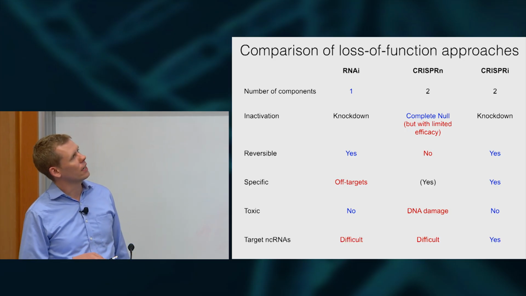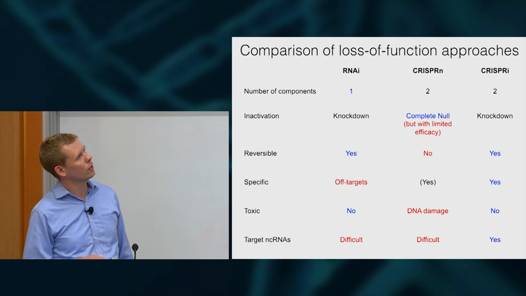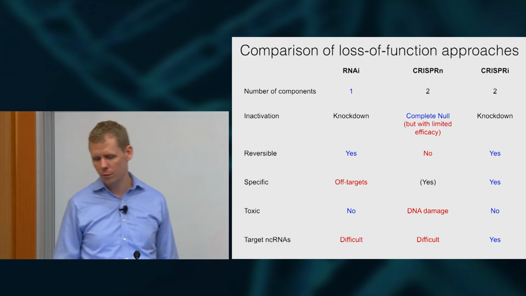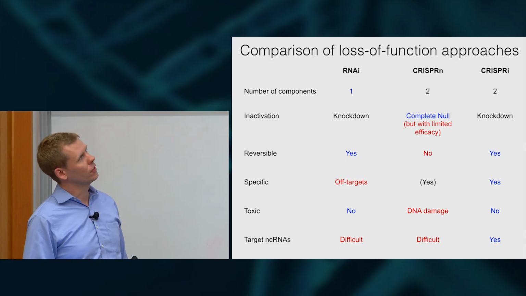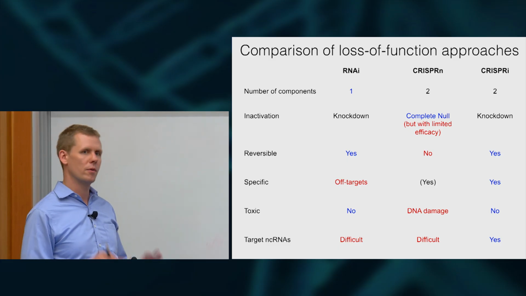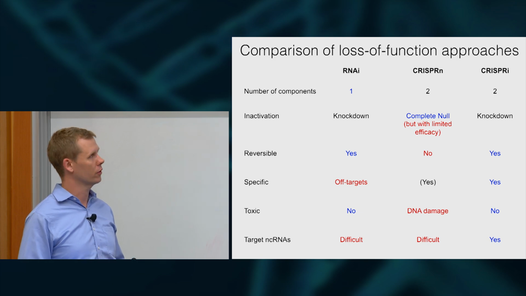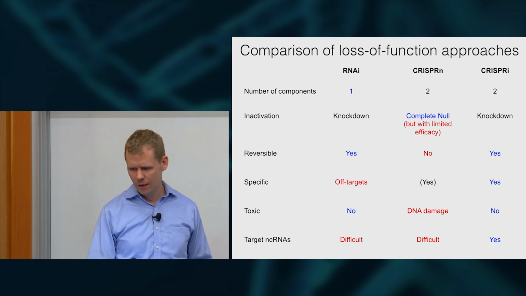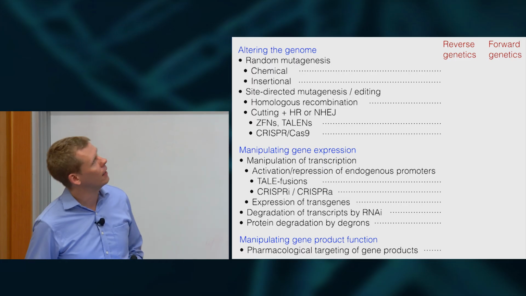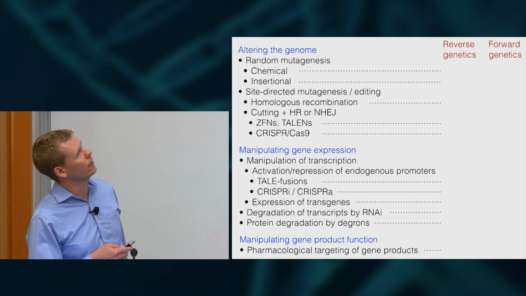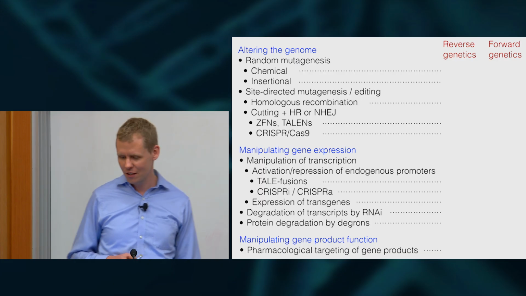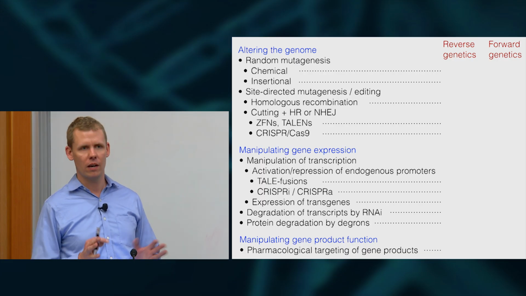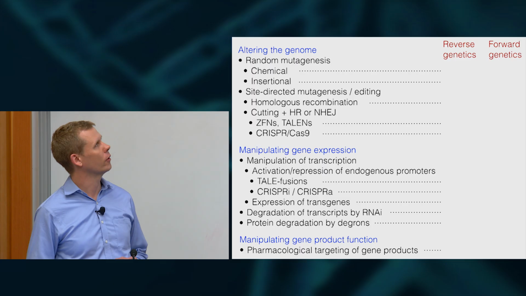And targeting non-coding RNAs is difficult with RNAi and CRISPR nuclease, but it's definitely feasible, and Luke showed the data with CRISPR-I. So this is just an overview of these three choices that I think are probably the top three choices for people who want to do loss of function genetics at this point. I have a more detailed list here going also through all of the other approaches I showed on my first couple of slides, but in the interest of time, I'm going to skip that. You'll have the slides ready for download.